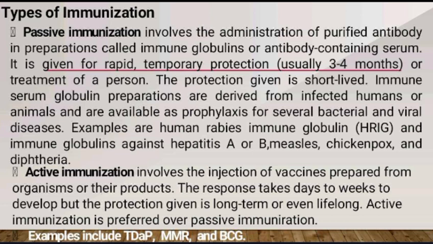viral diseases. Examples are human rabies immune globulin, and immune globulins against hepatitis A or B, measles, chickenpox, and diphtheria. Immunization programs have achieved the following goals: protection of population groups from the development of common infectious diseases such as pertussis, diphtheria, tetanus, and rabies. Control of the spread of measles, mumps, and rubella, and elimination of smallpox in the world.